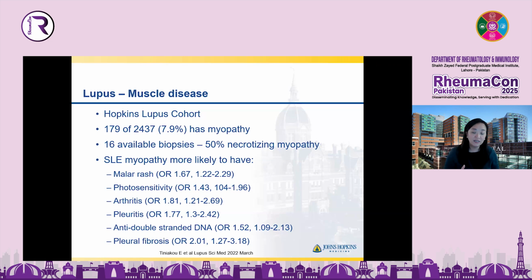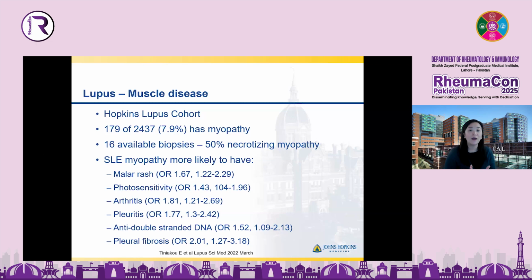In the patients they looked at, only 16 had available biopsies, but an overwhelming amount, 50%, had a necrotizing myopathy, just like a patient with SRP or HMGCR. So I think this is important, highlighting again that when you get a biopsy back that says a necrotizing myopathy and they're not SRP or HMGCR positive, we want to do a thorough assessment to determine if someone actually has other connective tissue diseases like lupus, or even rheumatoid arthritis or scleroderma.